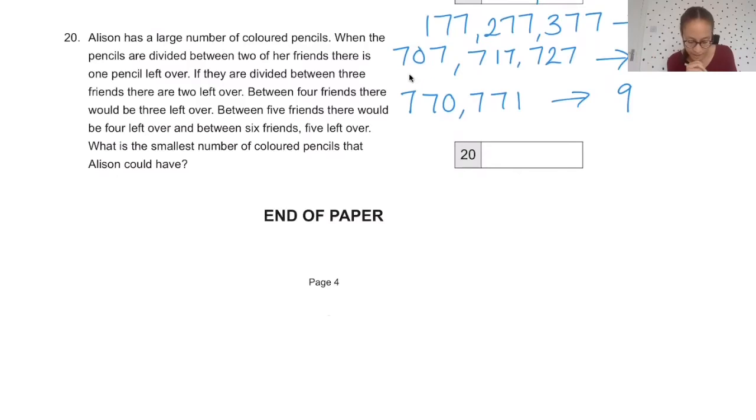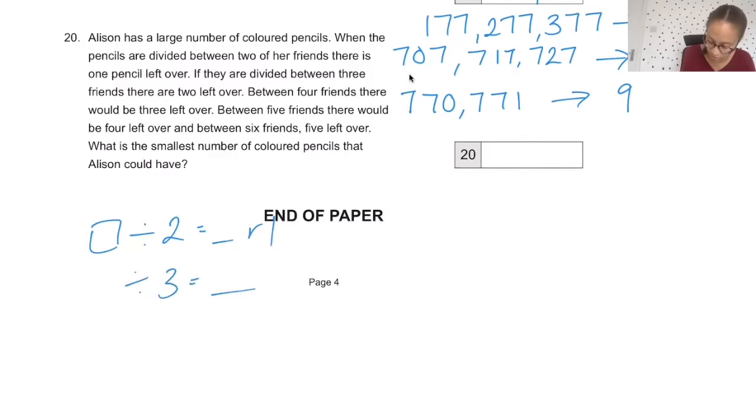Okay, Alison has a large number of coloured pencils. When the pencils are divided between 2 of her friends, there is 1 pencil left over. I'm going to do this. Divided by 2 equals something, remainder 1. Okay, if they are divided between 3 of her friends, there are 2 left over. So divide by 3 equals something, remainder 2. Between 4 friends, there are 3 left over. 5 friends, there are 4 left over.